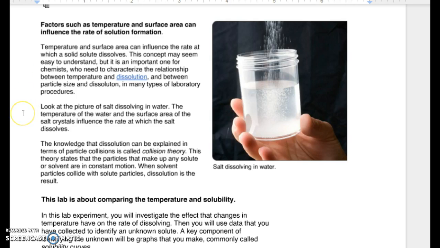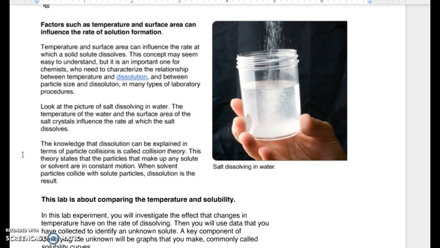Look at the picture of salt dissolving in water. The temperature of the water and the surface area of the salt crystals influence the rate at which the salt dissolves. So, for example, salt is NaCl. Sugar is C6H12O6. They're going to have a different dissolving rate based on how big they are. The smaller they are, the faster they're going to dissolve. The more surface area something has, if they were the same size, then the faster it's going to dissolve.